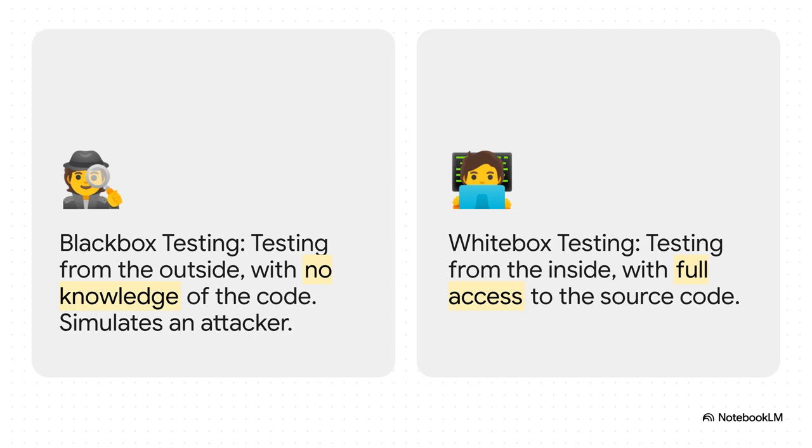And there are two main ways we do this inspection. On one hand, you've got black box testing. That's where you act like a real hacker trying to break in from the outside with zero inside knowledge. On the other hand, you have white box testing. This is where you have the full blueprints, the source code, and you're combing through it from the inside, looking for any flaw. A really good inspection plan is going to use both.